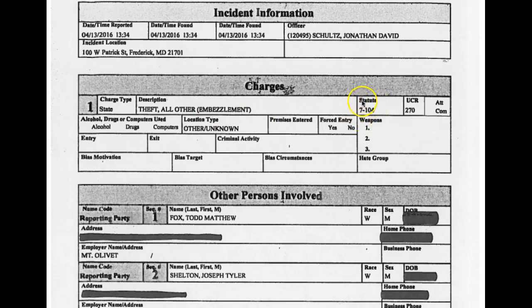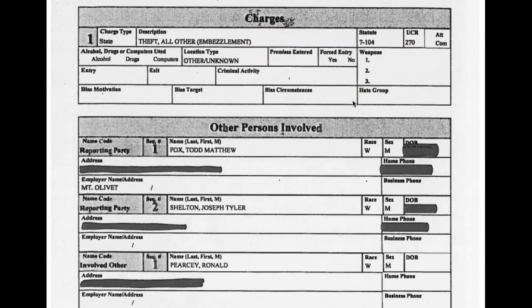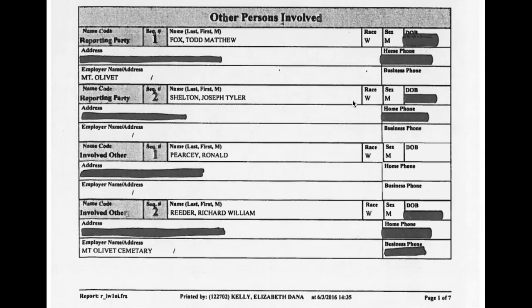Here's the statute number, right? Much like our what. This is what is alleged. This is the statute, the rule, the regulation, the law that was violated, right? Uniform crime. It's got all the information just like a what. So we're very similar there. Other persons involved, and we will have a list of witnesses.